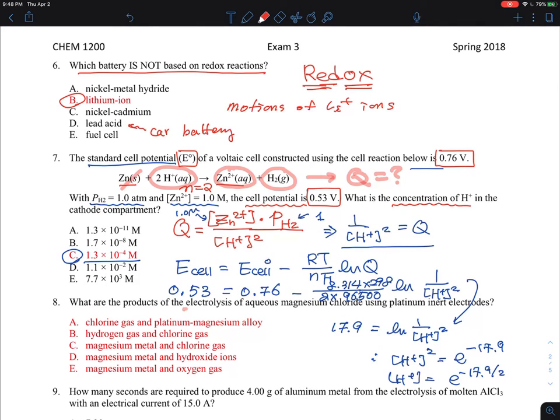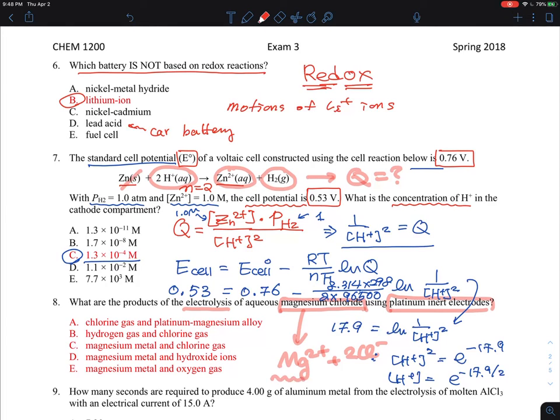Okay, so the electrolysis. Electrolysis is the opposite of the voltaic cell. You apply an electrical potential and drive the reaction. Then we have magnesium chloride using the platinum electrode. Magnesium chloride means Mg2+ and 2 Cl-, and the platinum is an inert electrode. So therefore, you can see which one will be happening.